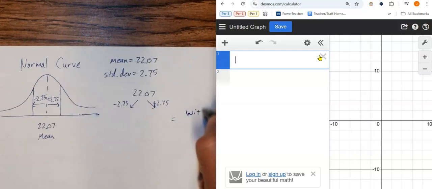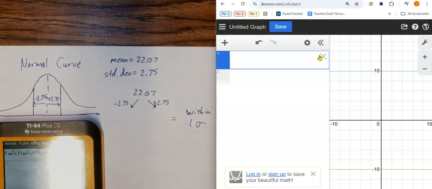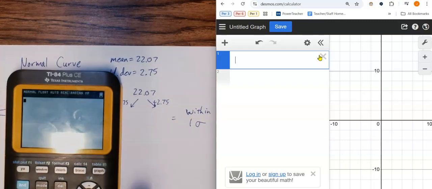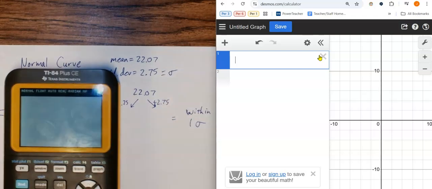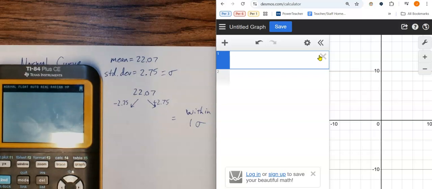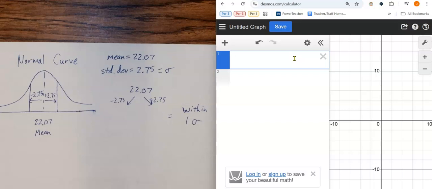within 1 standard deviation, and that's that little sigma thing, which is their symbol for the standard deviation. So, this 2.75. Okay, so we're taking our 22.07, or you can do it over here. Let's just do it on this. 22.07 since it's easier to see.